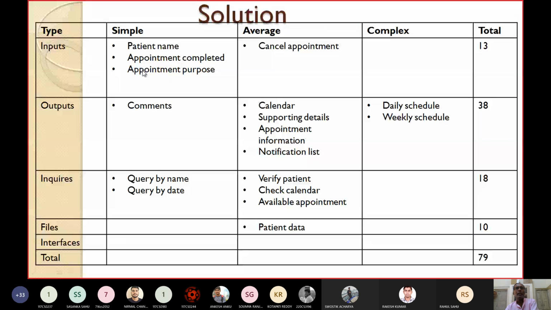So 3 into 3, how much? 9. And average is 4. 9 plus 4 is equal to how much? 13. So the total for inputs is 13. Similarly, for outputs, you will get comments are very simple.